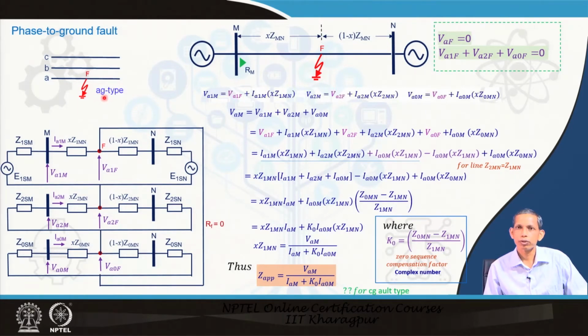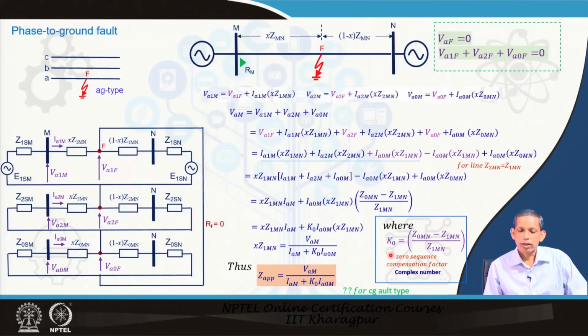For phase A to ground fault. Now, if you go to any other category, let us say CG fault, phase C to G fault, then the corresponding relations will start from VCF equals 0, and you can say that Z apparent equals VCM divided by ICM plus K0 I0m, or IC0m, same. So that gives us the way to relate the corresponding Z apparent in terms of the faulted phase currents and the zero sequence current.